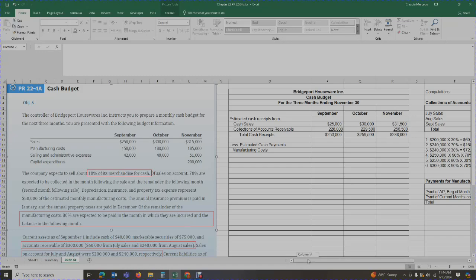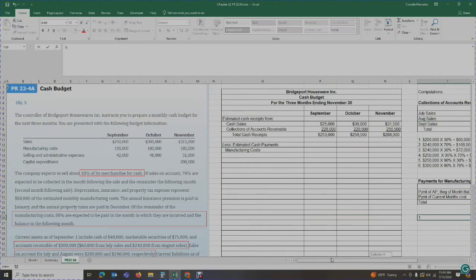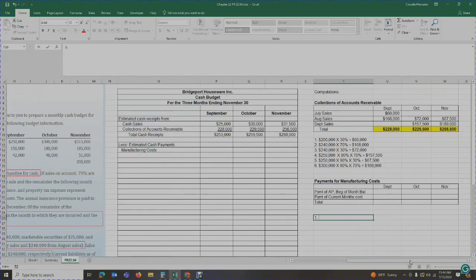So let's do some calculations. Let's do the first calculation first. Let's look at September. In September, we've got manufacturing costs of $150,000. And I am going to subtract the $50,000, which is your overhead.